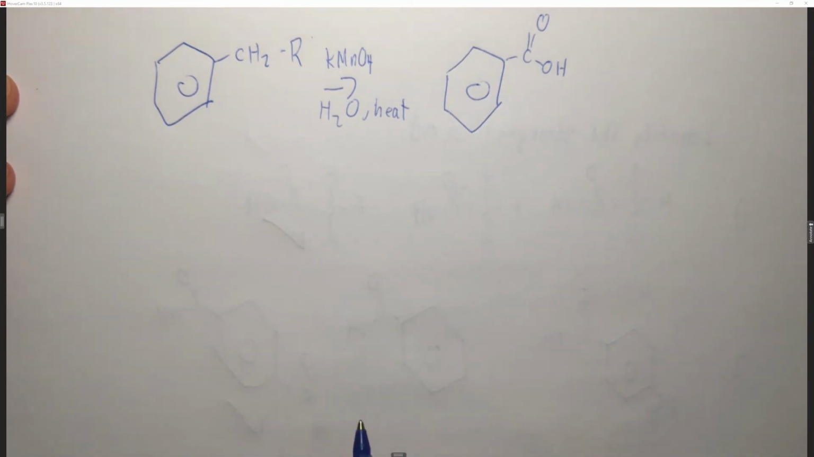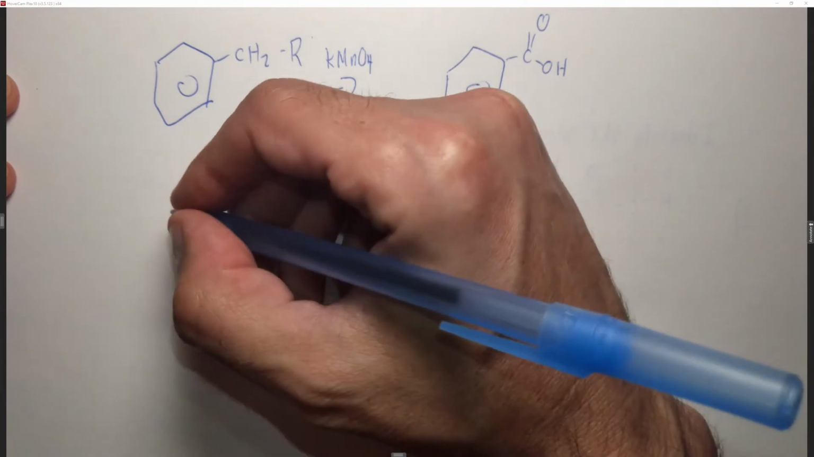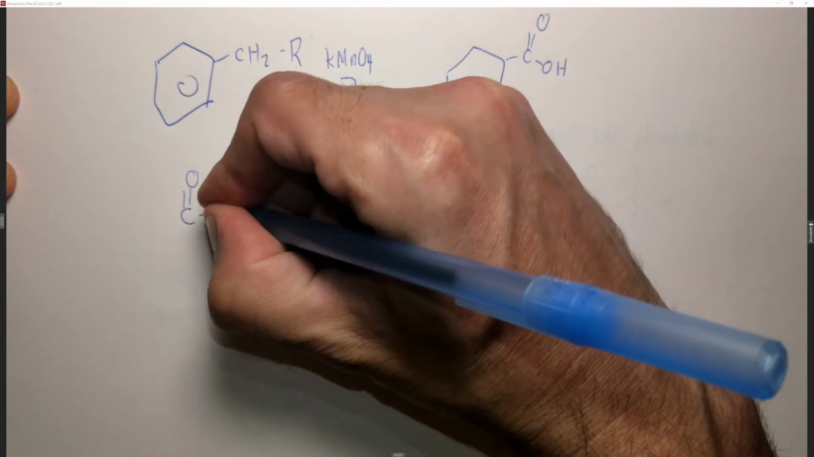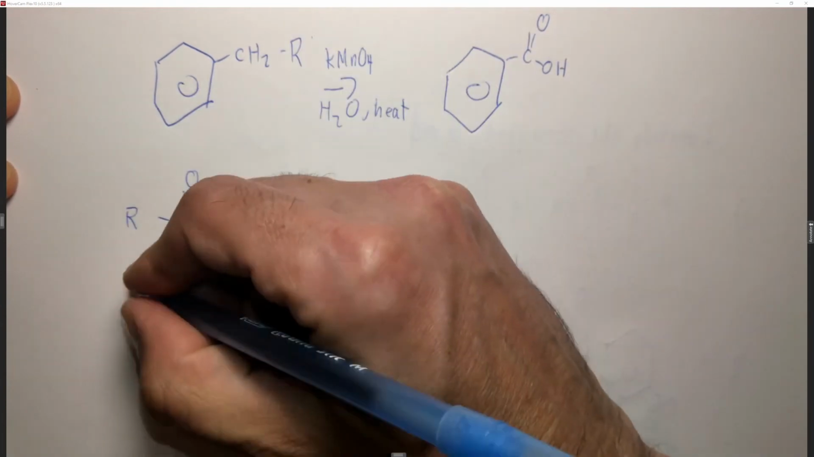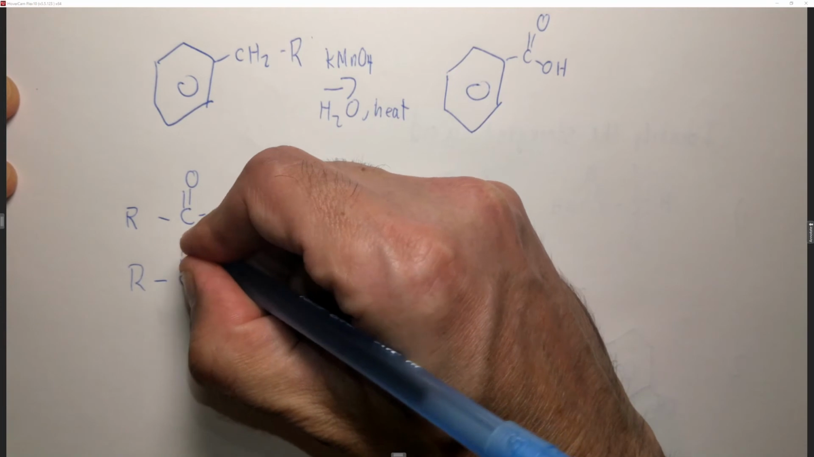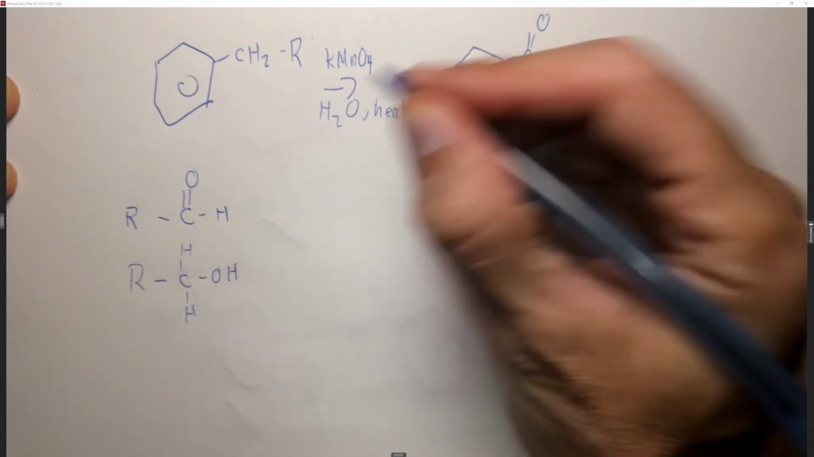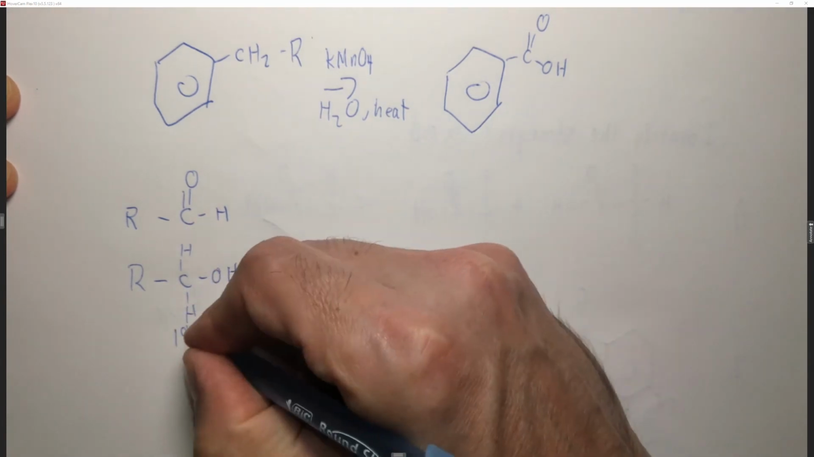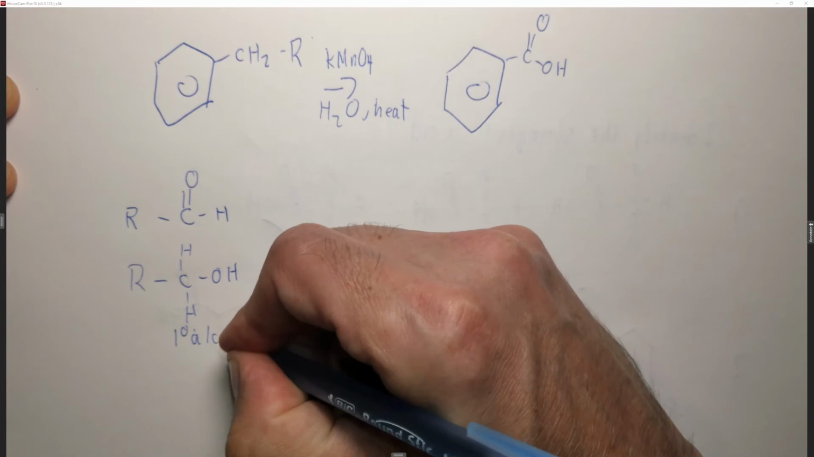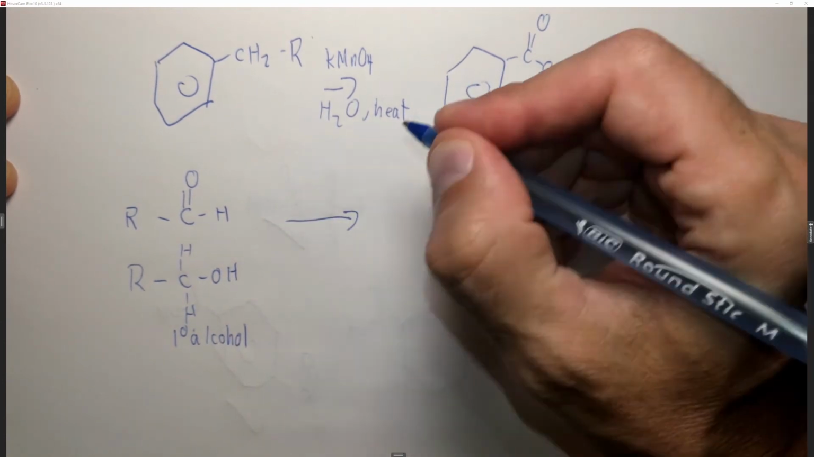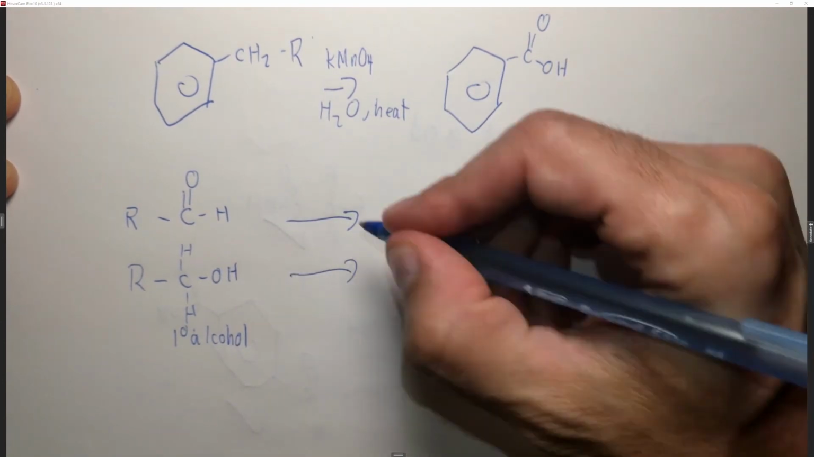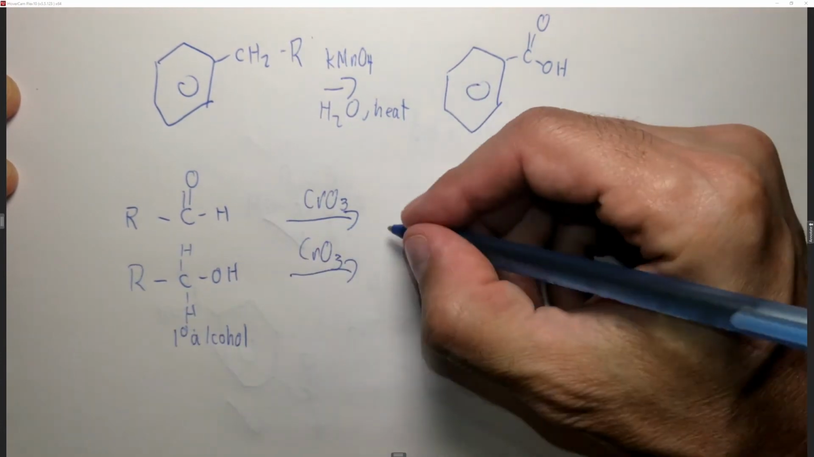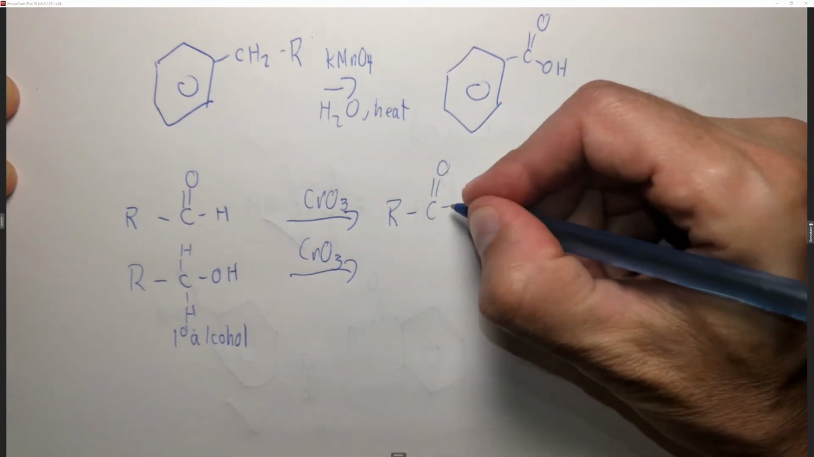Another oxidation product that we've learned is alcohols and aldehydes. So if we have C double bond O bond H bond R, or even R bond C bond OH, so if we have either the aldehyde or the primary alcohol, we can oxidize these things. And a typical oxidizing agent would be something like CrO3. In this case, we get the carboxylic acid, R bond C double bond O bond OH.